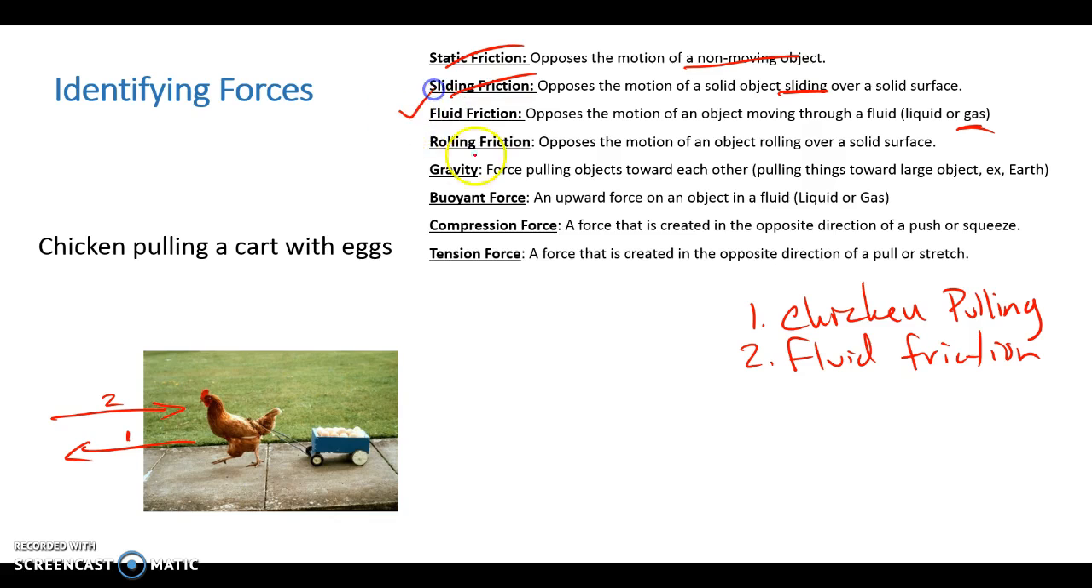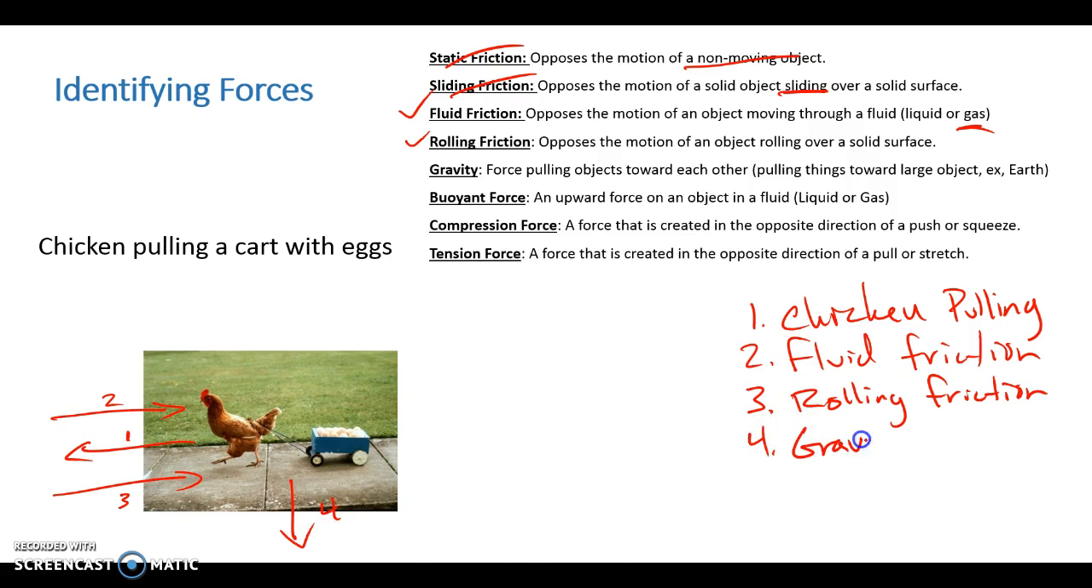And then rolling friction, is there anything rolling? Yes, there is. There's the little wheels on the cart there. So rolling friction also opposes motion, so that's number 3, rolling friction. And gravity, oh yes, gravity is definitely going to be acting on everything on the surface of the earth. So gravity will be number 4. And buoyancy, no, because it's a solid surface, it's not a fluid, so no buoyancy.